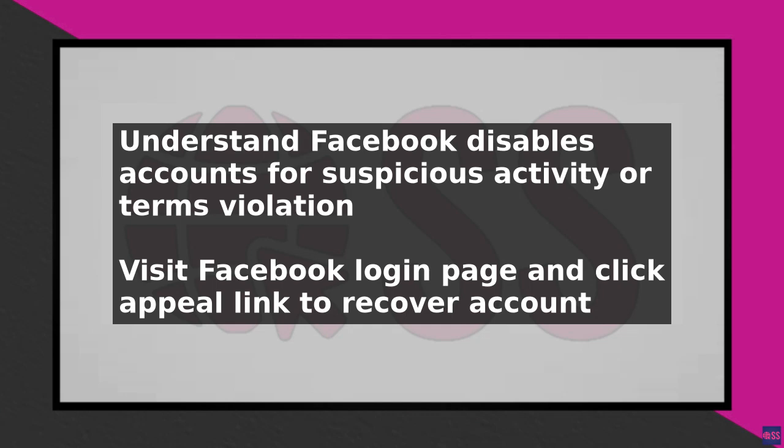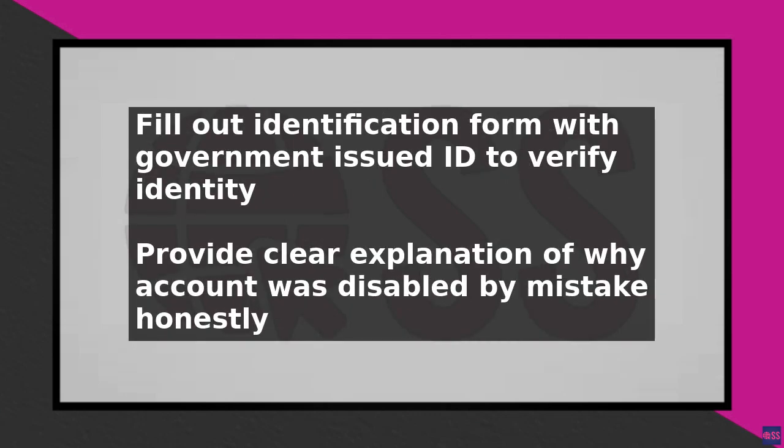If you see a message saying your account is disabled, click on the appeal link to initiate the recovery process. You will be asked to fill out a form providing identification, such as a government-issued ID. To verify your identity, make sure the name on the ID matches the name on your Facebook account.